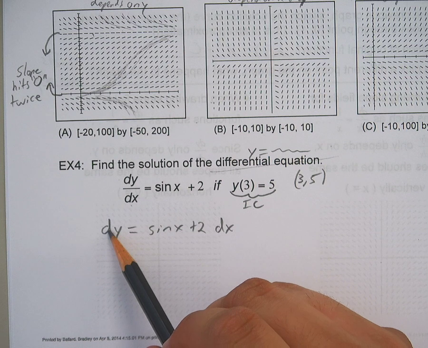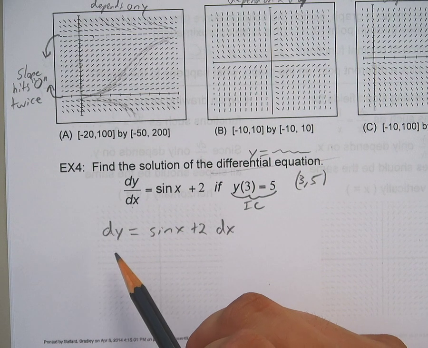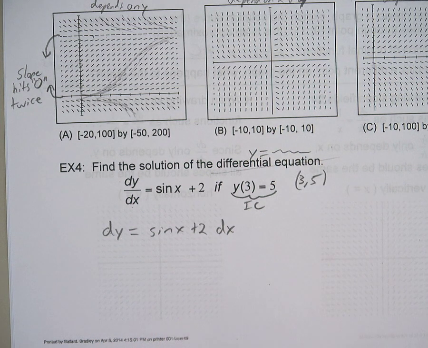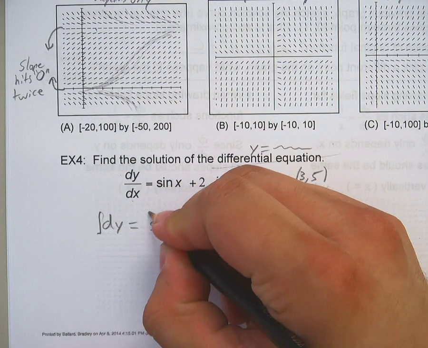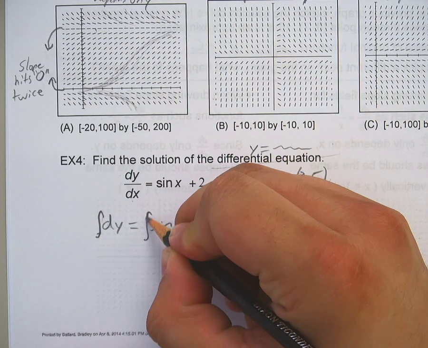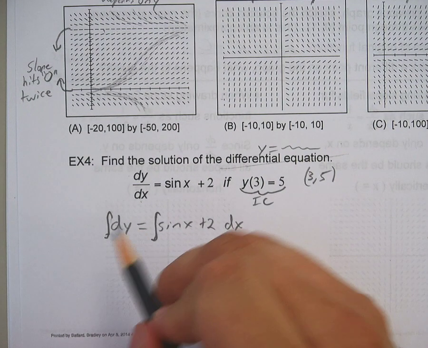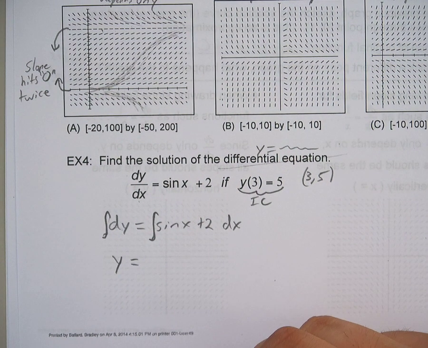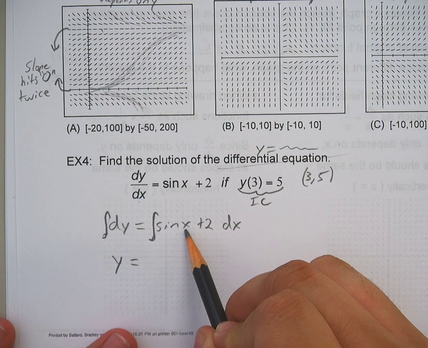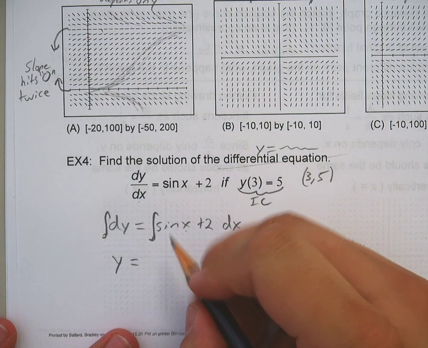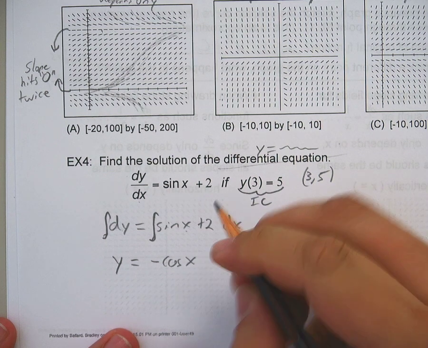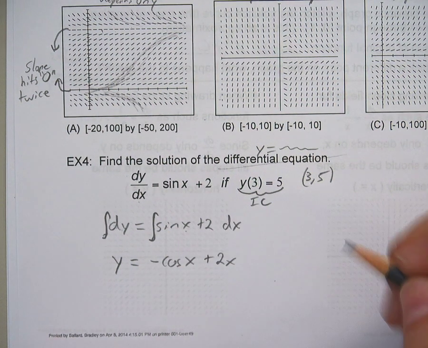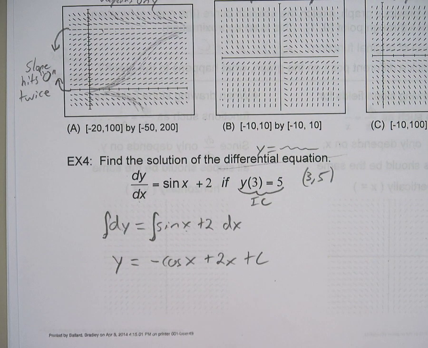So I've got dy. I've got the derivative of y. Well, how do I go from a derivative to not a derivative? I need to integrate. So I'm going to integrate this side, and I'm going to integrate this side. Forgive my integral sign there. I'm going to integrate so that the integral of dy is just 1y. The integral of sine x plus 2 dx is going to be negative cosine x plus 2x. And it's an indefinite integral here, so I need my plus c. Gotta have that little c there.